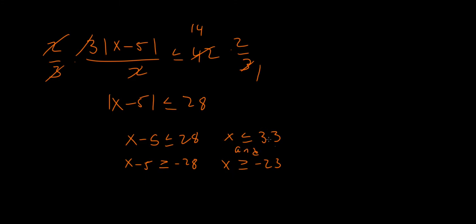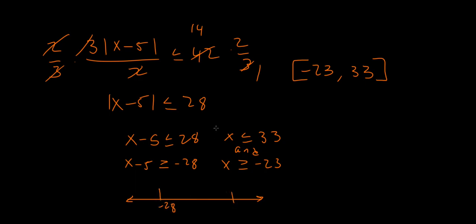The way we would represent this in set notation, since we have less than or equal to and greater than or equal to, is with brackets, and our solution set is going to be between negative 23 and 33, because we need to be less than or equal to 33 and greater than or equal to negative 23. And representing this on a number line, you can simply draw out the numbers like this. Here's negative 23, and here's 33. Our solution set is all points in between them, with closed circles because we have equal to. So that would be our solution set.